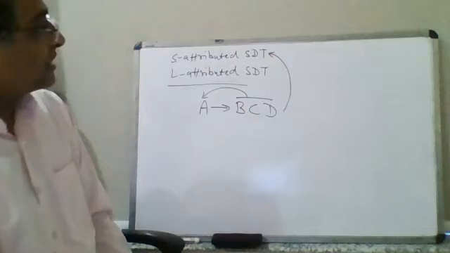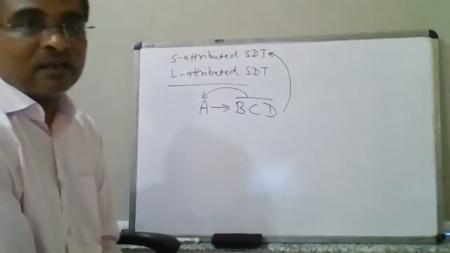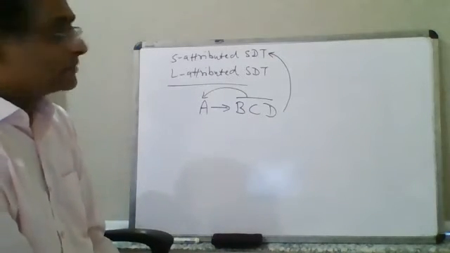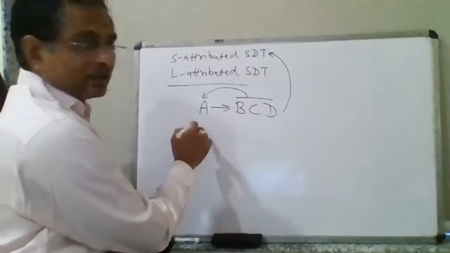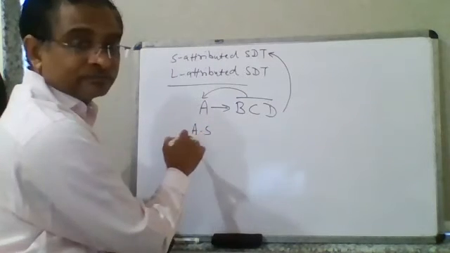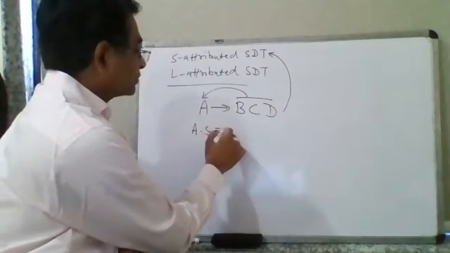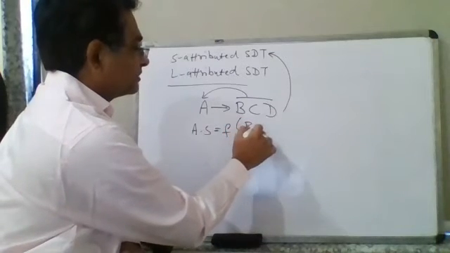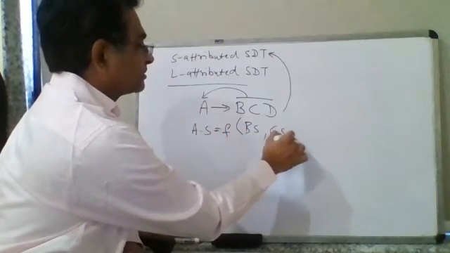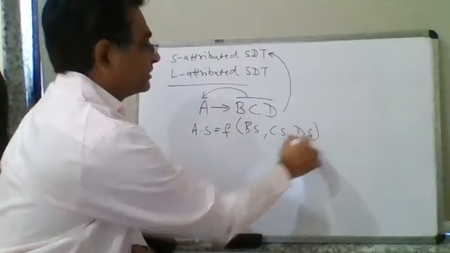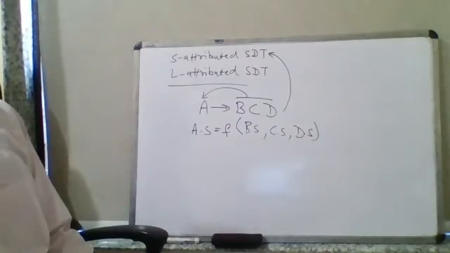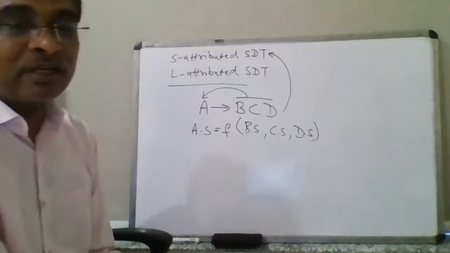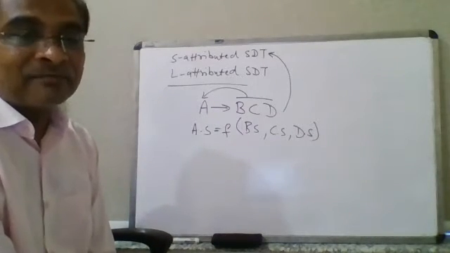From these children, the parent is going to derive the appropriate value for it. So what I'm saying here is, A dot S is a function of, let's say, B dot S, C dot S, D dot S. If it gets its value using this, we call it an S attributed SDT, right?